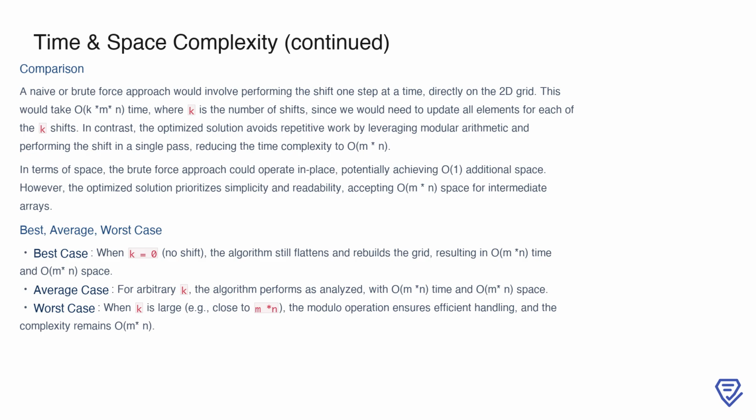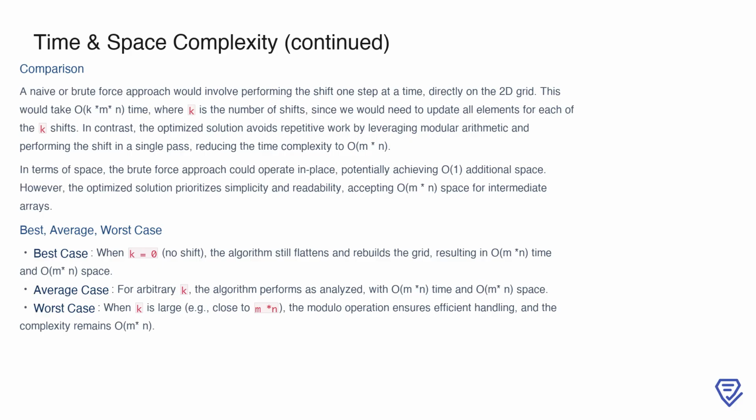In a naive method, we would perform the shift one step at a time directly on the 2D grid. For each of the k shifts, we would need to update all m*n elements, resulting in a time complexity of O(k*m*n). In contrast, our optimized solution avoids this repetitive work by leveraging modular arithmetic and efficiently performing the shift in a single pass, reducing the time complexity to O(m*n).